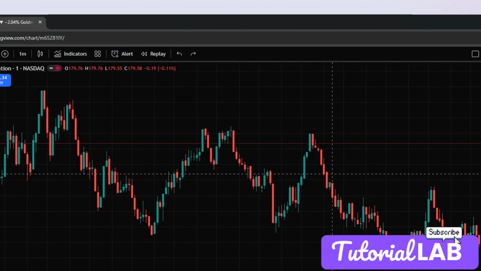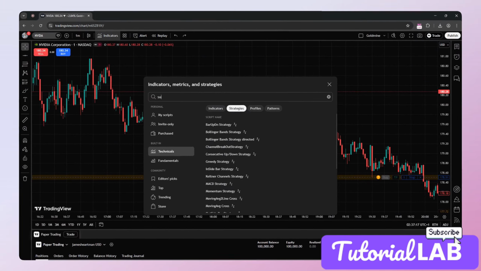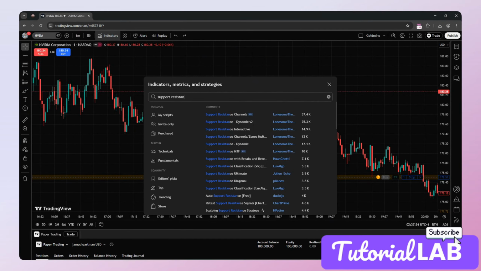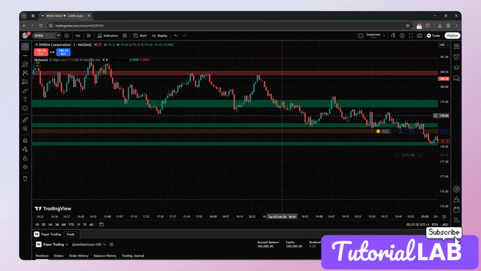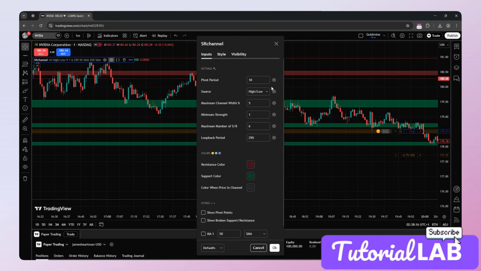Now, let's look at the automatic way. Click on Indicators at the top of the screen. In the search bar, type Support Resistance. TradingView has built-in indicators that automatically plot support and resistance levels using historical price action. Click once to add it to your chart. Once added, these levels will update automatically as price moves. This is helpful if we want quick reference points without drawing everything ourselves. Open the indicator settings to adjust sensitivity, threshold sensitivity, number of levels, or how far back it looks.